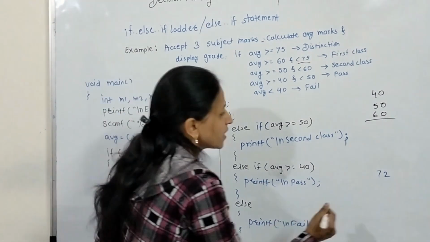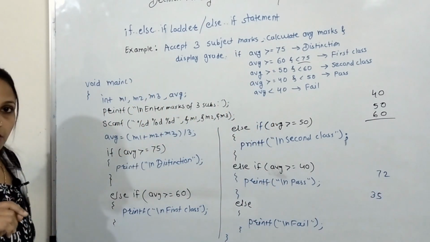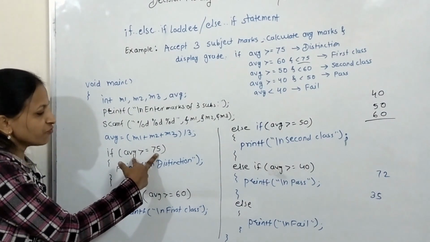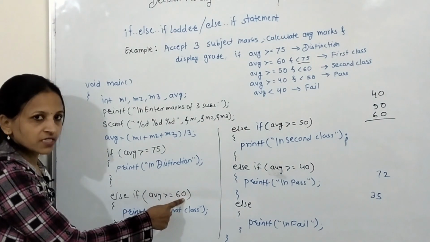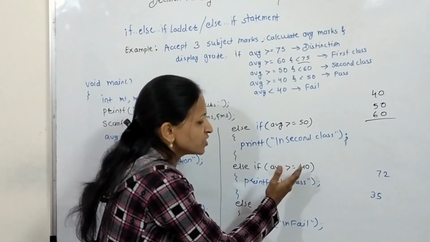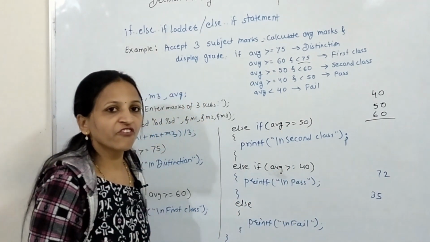Suppose the average marks are 35. Average marks, I am saying. If the average marks are 35, then how will it work? Here it will check for greater than or equal to 75. No, it is false. It will go here. Again check greater than or equal to 60. Again false. Again go here. Again this one is false, and again this one is false. It will come inside this else part and will display fail.